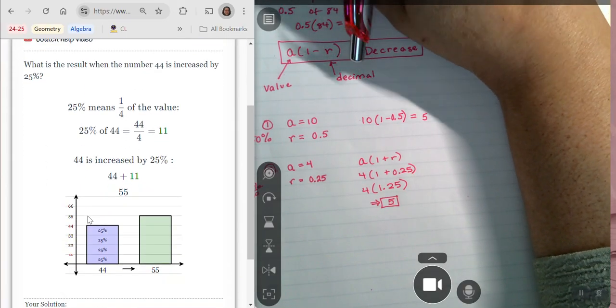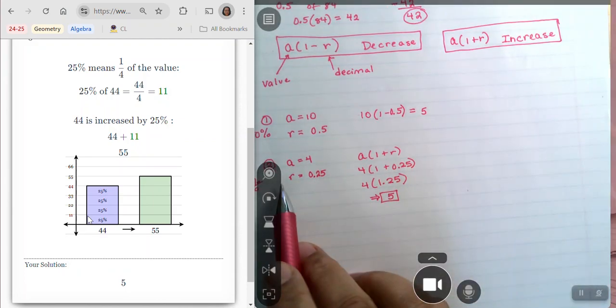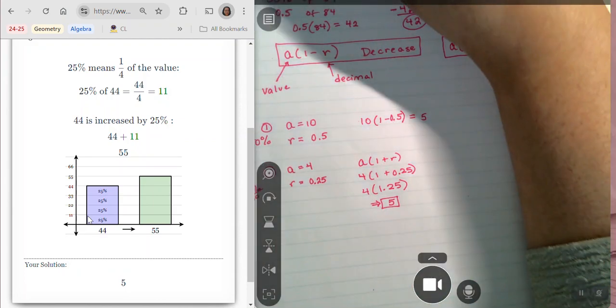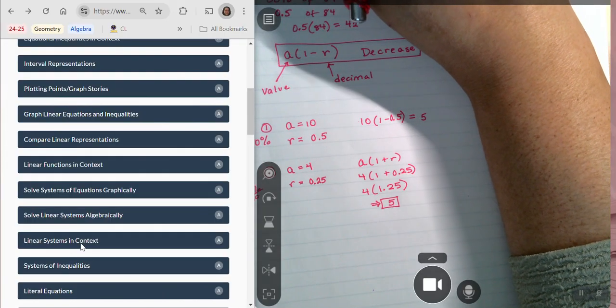No. Oh, you did 4 instead of 44. I did 4 instead of 44, correct? Yeah. Okay, so that was a mistake. So let us be careful there. All right, let's look at formula 2.